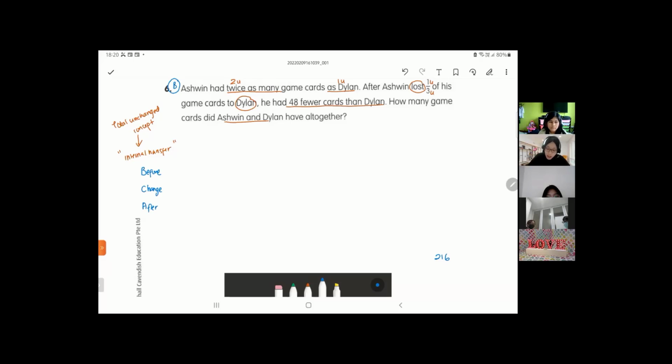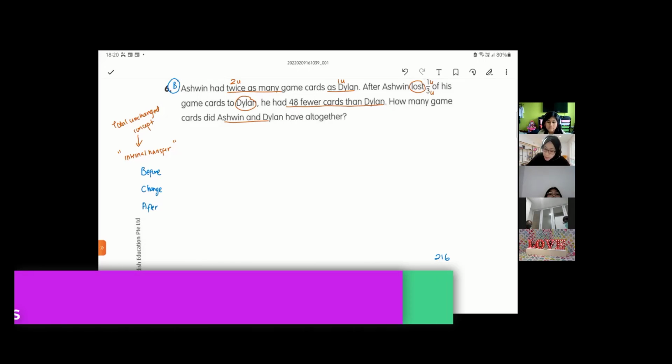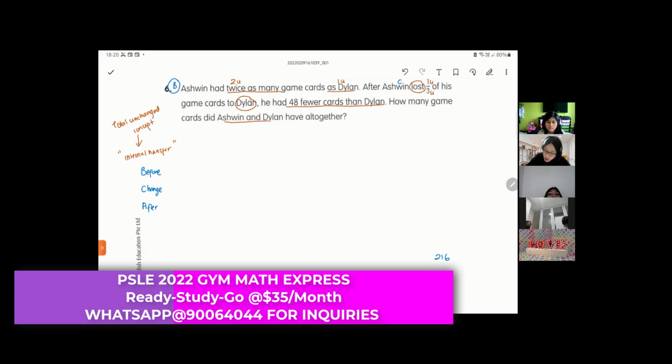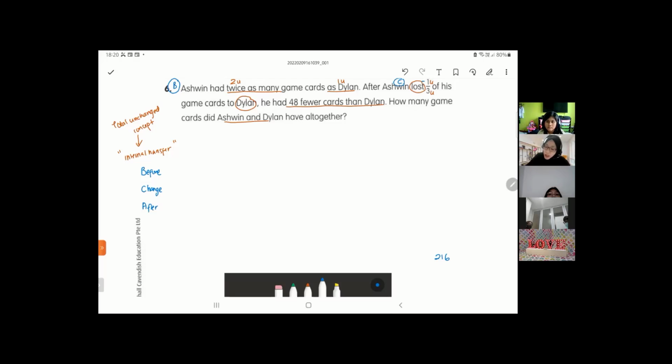After Ashwin lost, lost is a change keyword. Lost, given away, sell, take, throw, eat, all this is change keyword. So what happened? He lost. So this is my change, right? So minus. He changed how much, or he transferred how much, or he lost how much? He lost 1 unit of his game cards to Dylan.